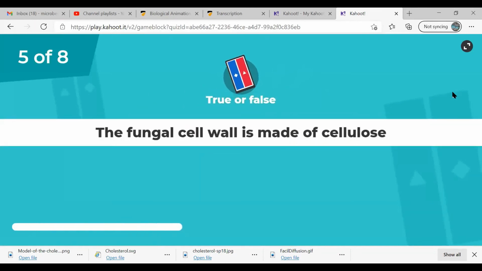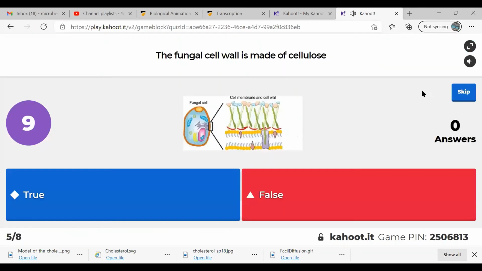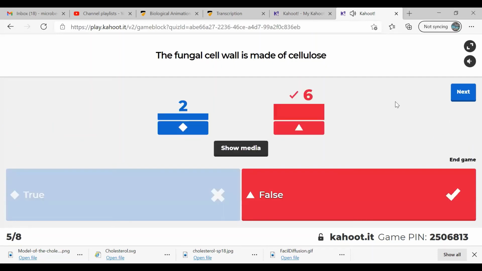Okay, number 5, true or false? The fungal cell wall is made of cellulose. There's a diagram, and I conveniently cut out some of the labels. False, made out of chitin. So what is made of cellulose is the plant cell wall.